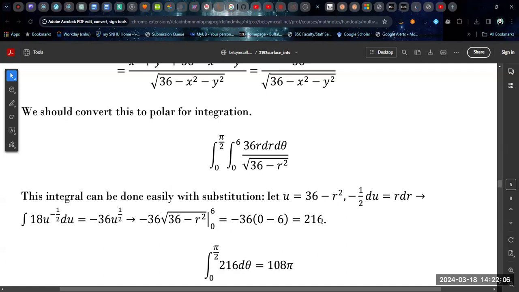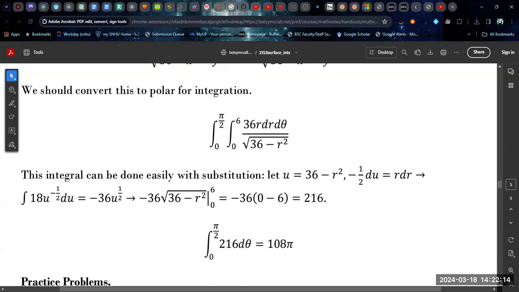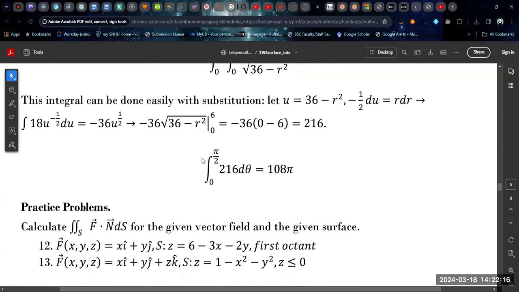And then with substitution, when we plug these things in, we end up getting 216 for the r piece. And then when we add that to our theta piece, there's no trig functions in here. So we just multiply by pi over 2, and we end up with 108 pi.